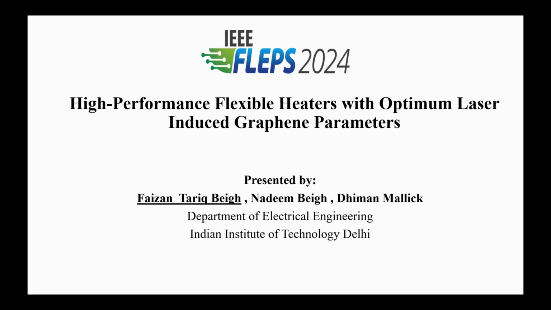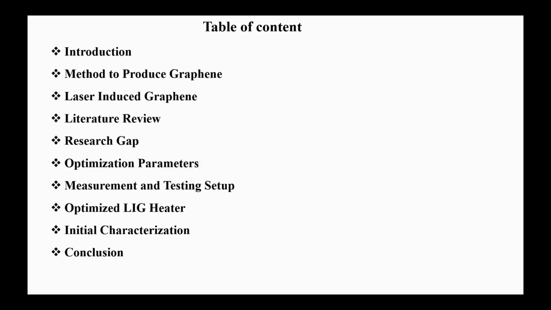The title of my presentation has already been told by sir, and this will be the flow of my presentation. First, we will see what graphene is and why graphene is so important. That was also discussed in the session. Then we will see the various methods by which we can create graphene, and what laser-induced graphene is and why it's so important for us. Then we will see some literature reviews that people have done, and the research gaps that we can try to complete. And there are some optimized parameters that I am going to discuss, which will help us create better graphene.